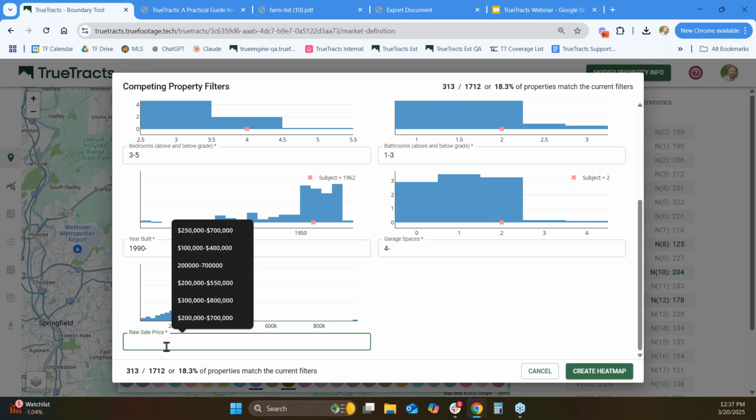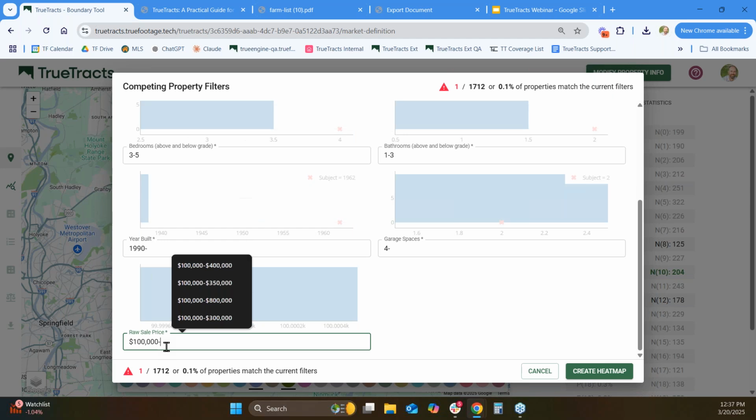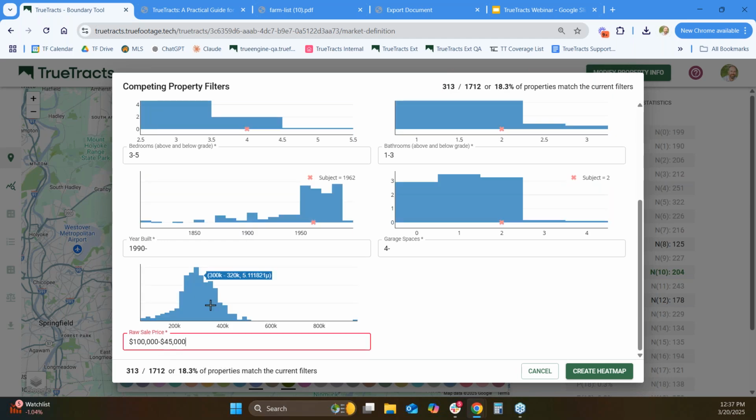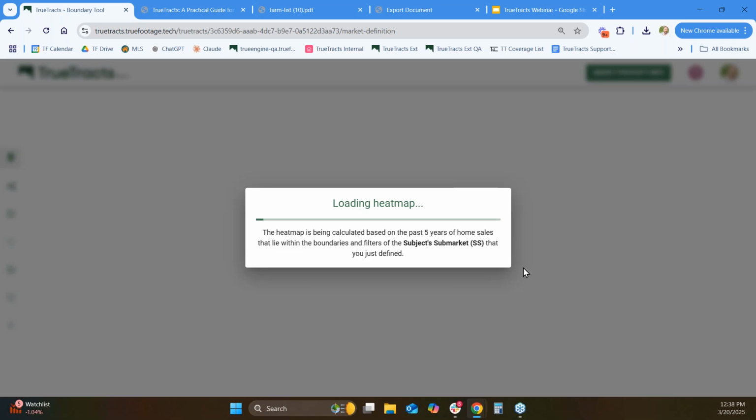Remember, we're just getting rid of the outliers, so maybe I come down here at the low end and I do 100, 450, 400. Okay, and there's the distribution. I have taken 1,700 sales and knocked them down to 284. I'm going to click create heat map, same process.